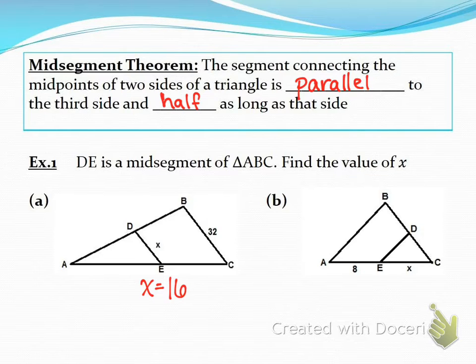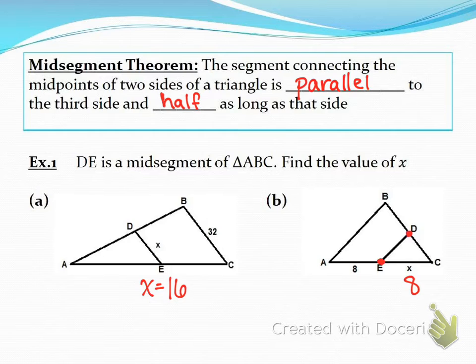Now, don't get tricked by that when we move on to letter B. What's going to be the value of x on letter B? 8. Because if DE is a midsegment, then both D and E are what kind of points? Midpoints. Okay, so these are still midpoints.